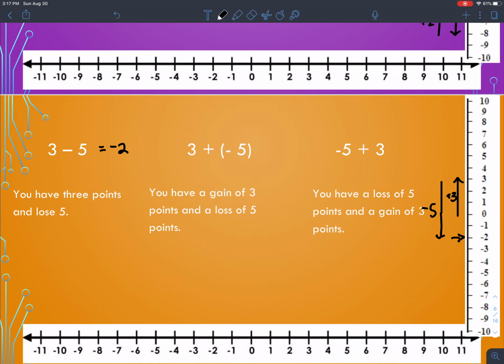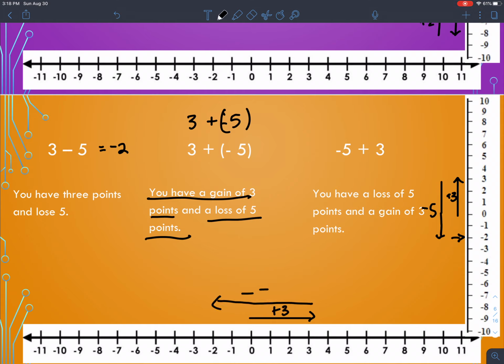All right, so we can change this to an addition problem by saying 3 plus a 5. The problem is we can't just say plus 5 because now we have 8 points. That's different, right? But we can say we have a gain of 3 points and also a loss of 5 points. Well, a loss is a negative, so we're changing that to -5. So let's write that over here. From 0, we go a gain of 3, and a loss of 5, we land at -2 again.